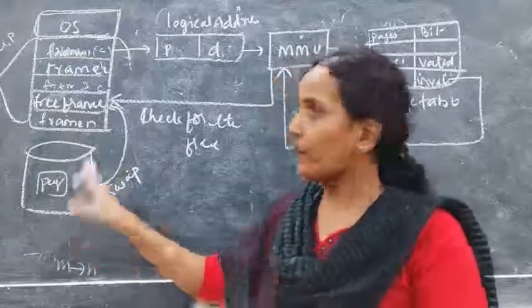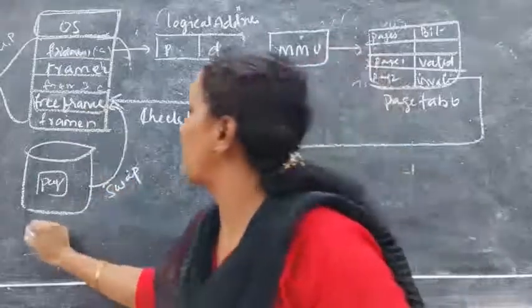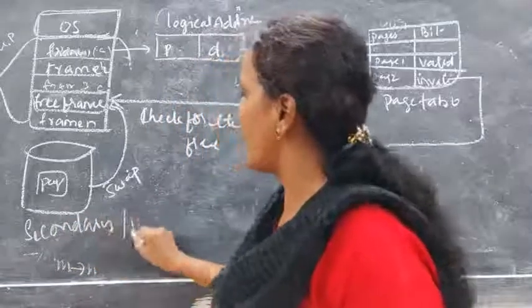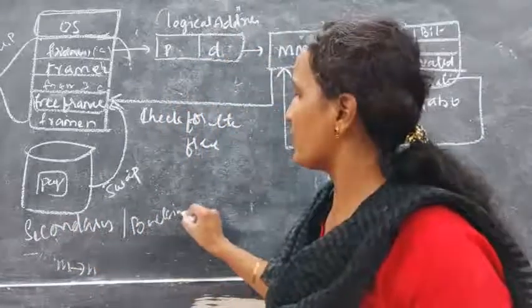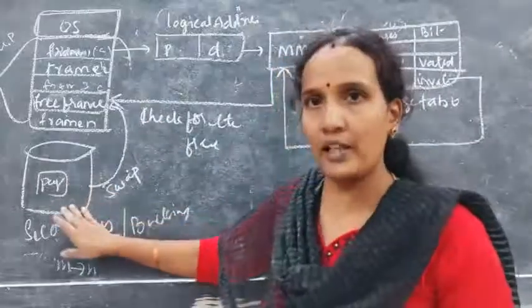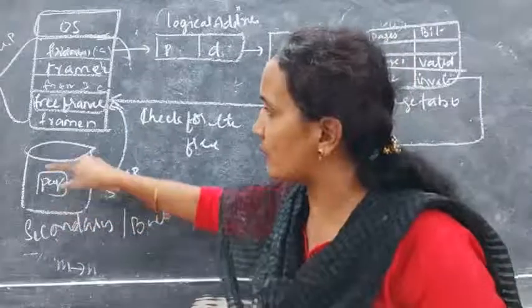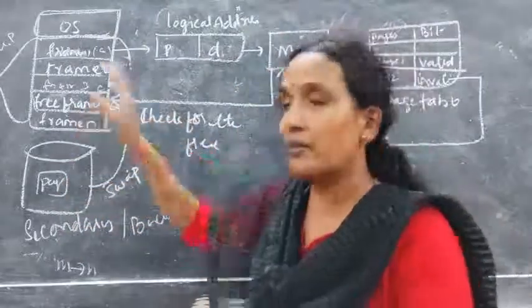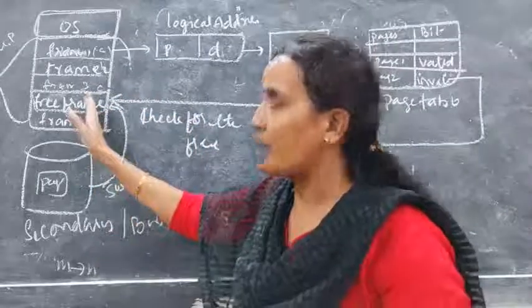It will go to the secondary memory. The secondary memory is also called the backend store. Understood? So it will search for the page. If the page is there in the secondary memory, then it will transfer this page from the secondary memory to the main memory, where the frame is free.